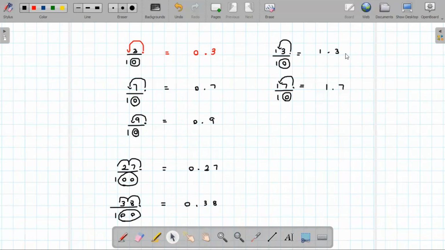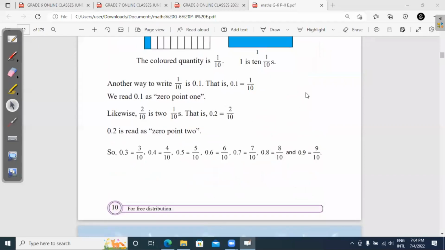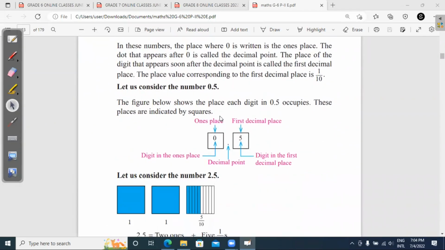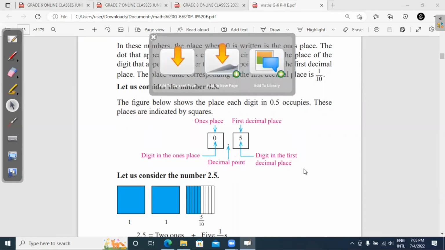So what we are going to do now, the introduction was done, right? So we are going to consider the place value and the decimal point, right?